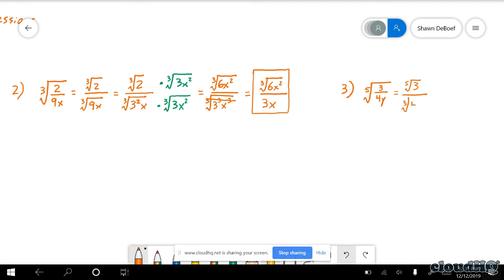Now, actually, while I'm writing the 4 here, how could I rethink of 4? 2 squared. I didn't mean to write that as a third root either. Let me go back a couple steps here. Okay. 5th root of 2 squared y.